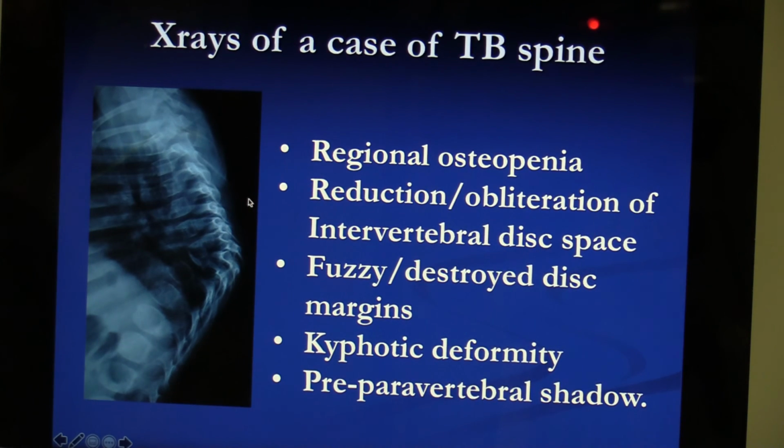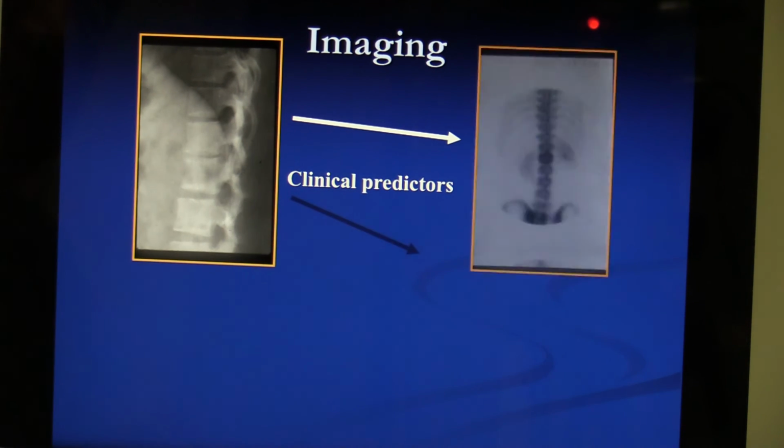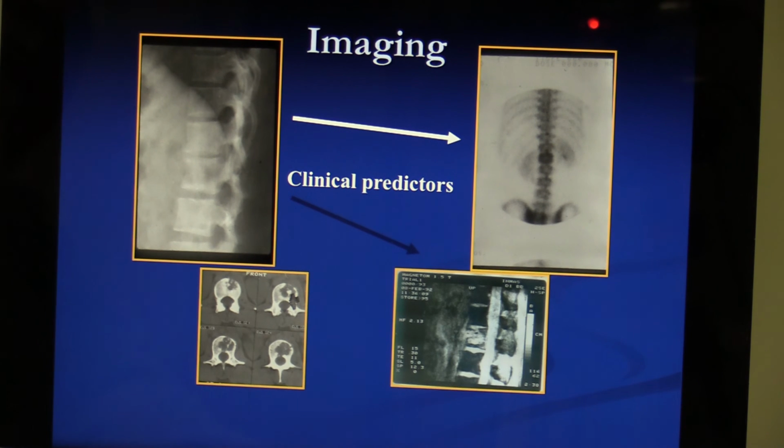Now in a classical case when kyphotic deformity has occurred, you could see this is a classical kyphotic deformity. So there is a regional osteopenia, all 3-4 vertebral bodies undergo osteoporosis, with reduction and obliteration of disc spaces. Here this is a 3 vertebral body disease and there is not a single trace of disc spaces, while here you could see this disc space, the disc margin, they become fuzzy or obliterated. A kyphotic deformity occurs and a paravertebral shadow may be seen on an AP x-ray to diagnose classical TB spine on a plain x-ray. However, with further imaging like bone scan, CT scan, and MRI, we are able to predictably diagnose the disease.